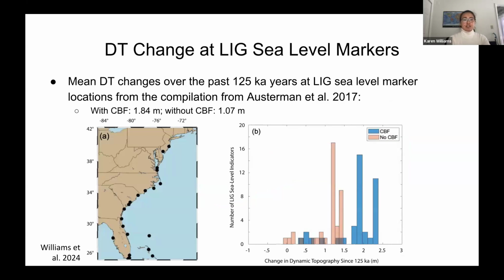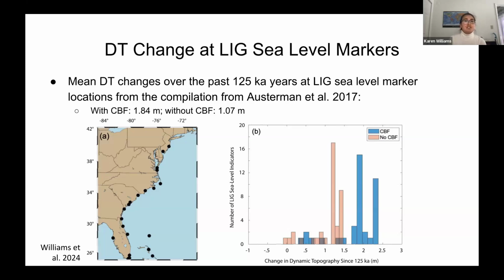And then one other geophysical implication we looked at. Osterman et al. 2017 computed vertical deflections due to dynamic topography to compare with a global set of last interglacial sea level markers. And they found that predictions of changes in dynamic topography since 125,000 years ago were correlated with patterns in LIG sea level marker elevations, but the magnitudes of predicted changes were overall lower than observed changes.